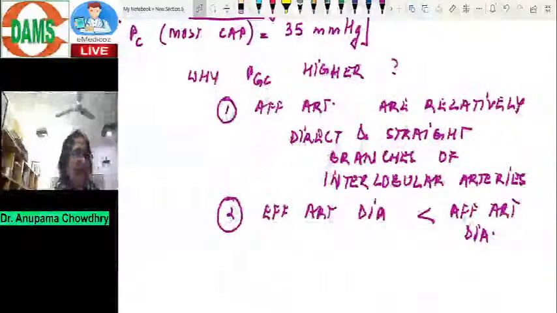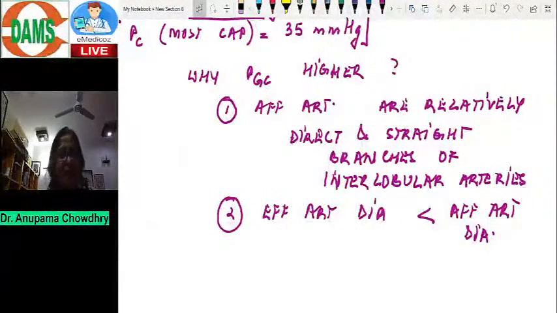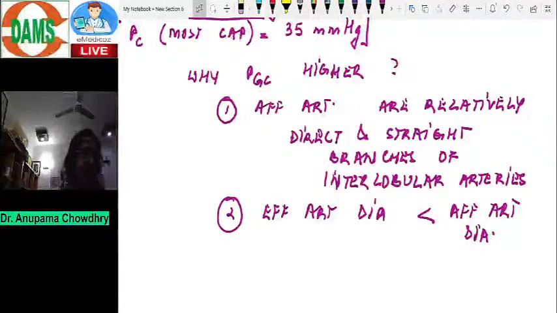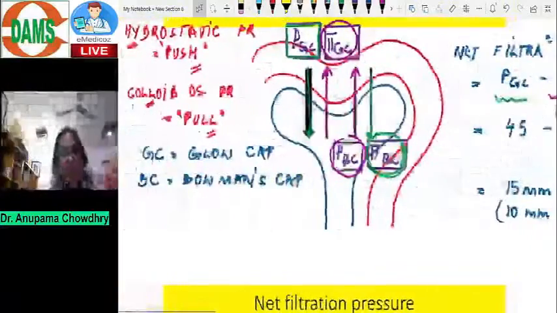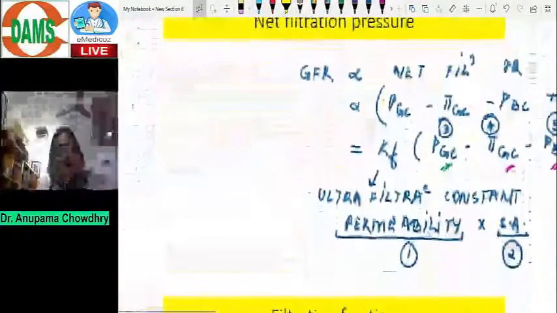This is because the afferent arterioles are relatively direct and straight branches of interlobular arteries, and efferent arterioles are narrower. If they are narrower, that means more resistance. More resistance means hydrostatic pressure in the glomerular capillaries will be higher. Yes. Then what is net filtration pressure? We discussed that.